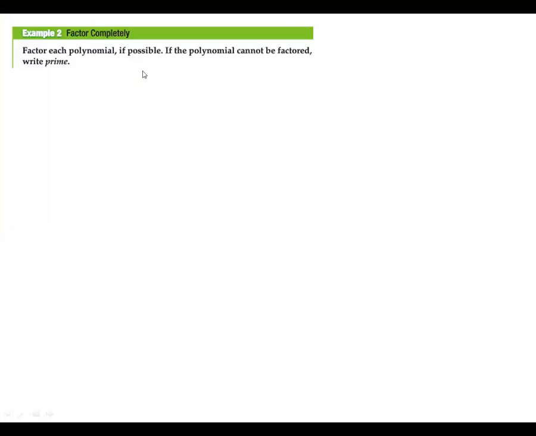All right, so example 2, let's factor each polynomial if it's possible. And if the polynomial cannot be factored, we're going to write prime. So 5x squared minus 80. First, you could factor out the GCF of 5. So take out the 5.